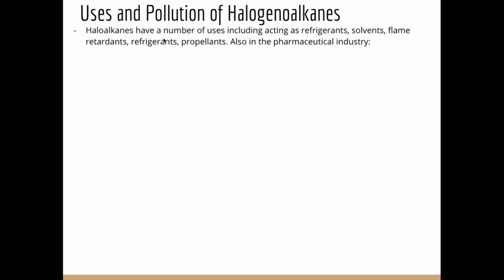compounds. A number of uses, including acting as refrigerants, solvents, flame retardants, propellants, also in the pharmaceutical industry. For example, halothane as an anesthetic, halothane being 2-bromo-2-chloro-1,1,1-trifluoroethane. Why don't you have a go at trying to draw that? See if you can work it out. It is a very substituted halogenoalkane.